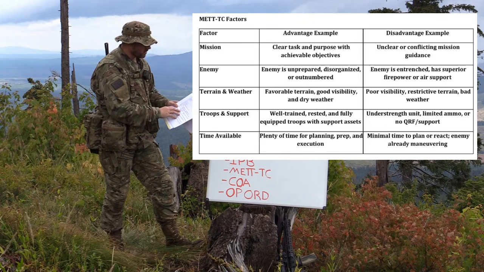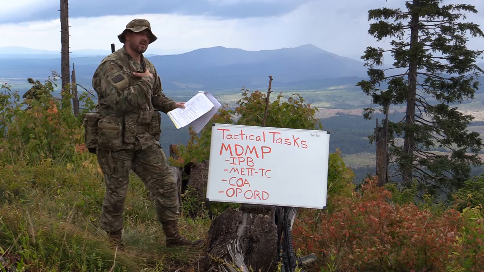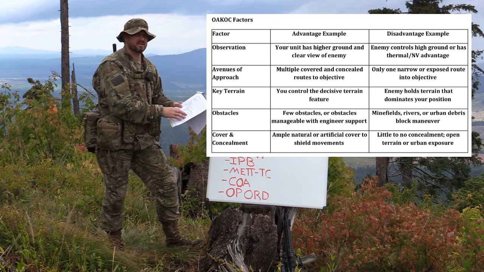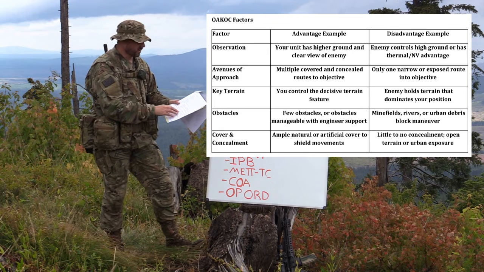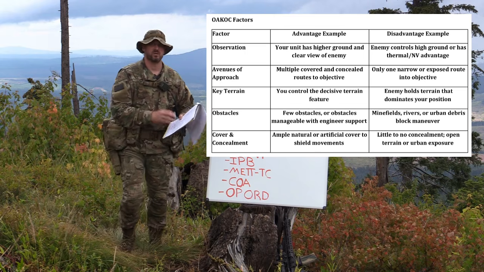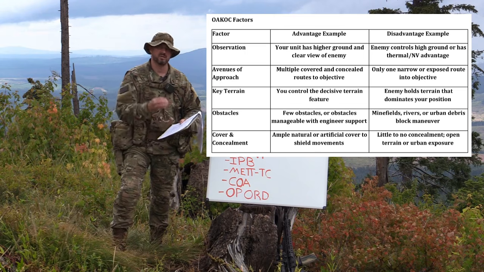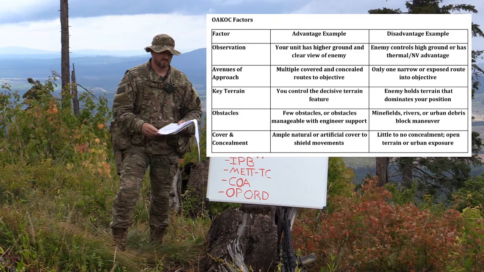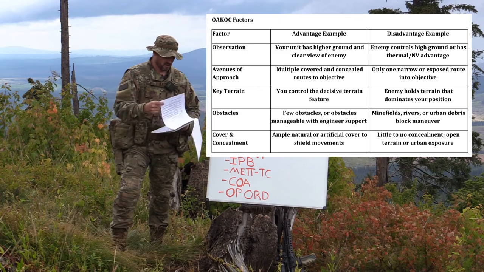But, for example, enemy, there's things listed on here where I would have the advantage under METT-TC and where I would be at a disadvantage. Same thing with terrain and weather, on and on. This is a little cheat sheet for you to think about METT-TC differently, but to also include in your decision-making process, your tactical planning process.